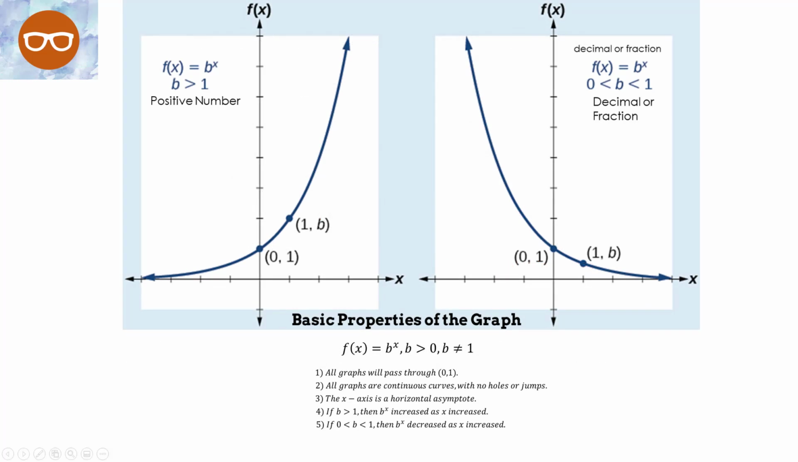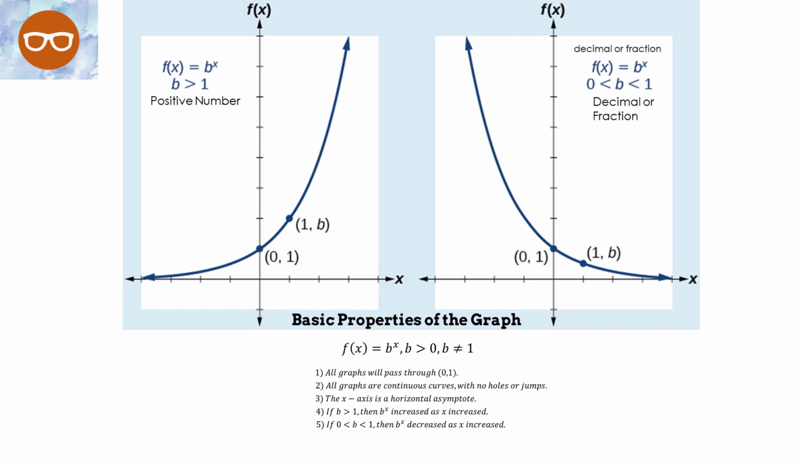Let's look at a graph of an exponential function. On the left side, we have the graph f(x) = b^x, where b is greater than 1. That means that b is a number greater than 1. On the right side, we have f(x) = b^x again, but this time b is between 0 and 1. That means that b is a decimal or a fraction. You're going to notice that when b is greater than 1, it goes up to the right. And when b is a fraction, it goes up to the left.